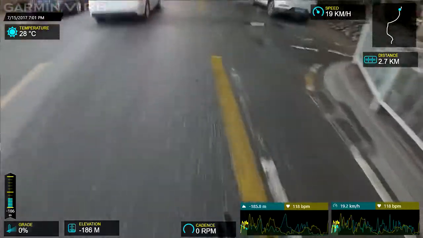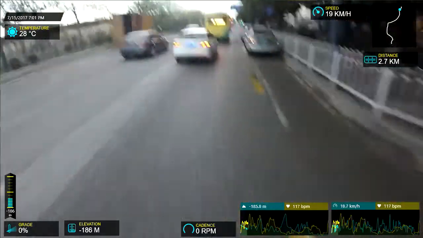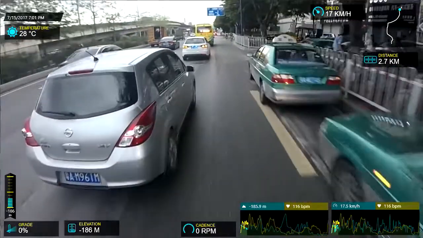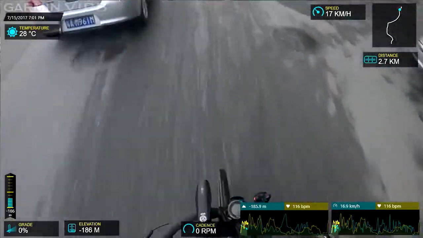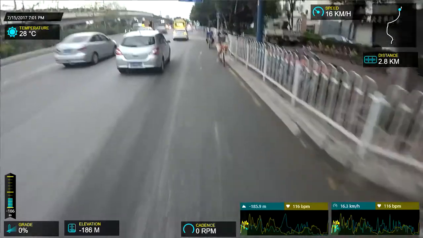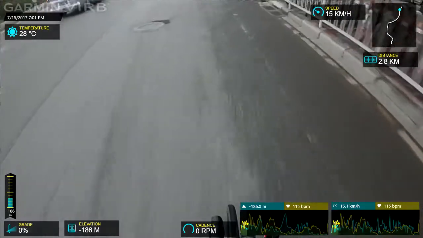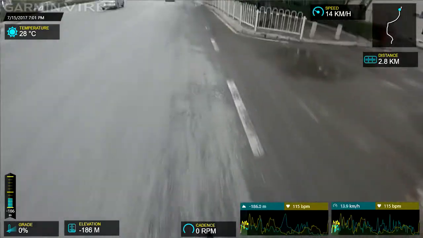Let's have another song here. In 200 meters, slight right onto the ramp to S81.